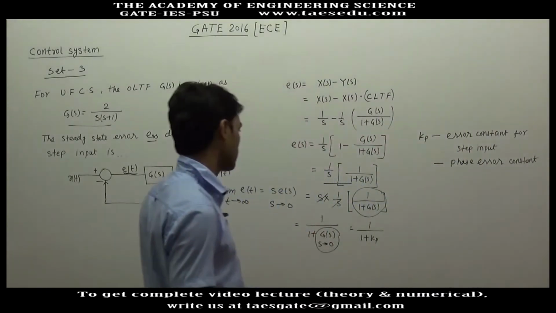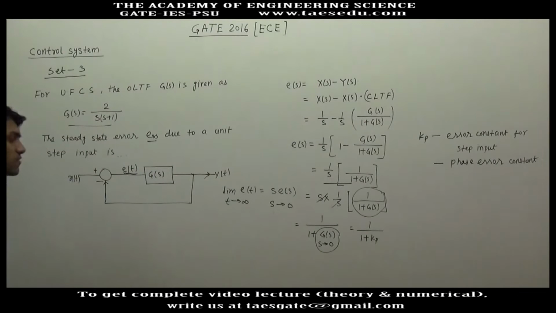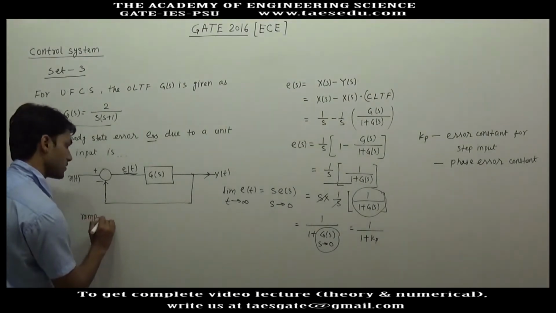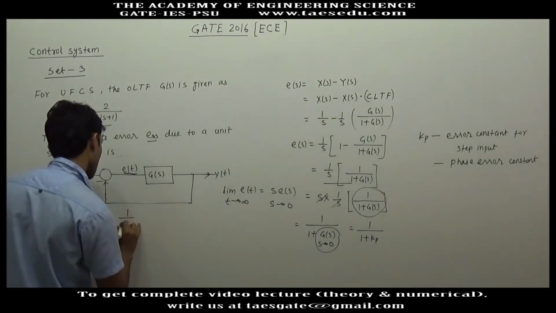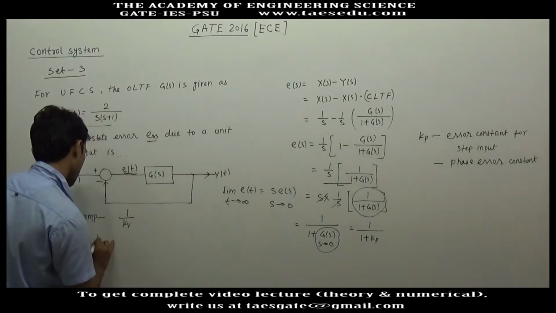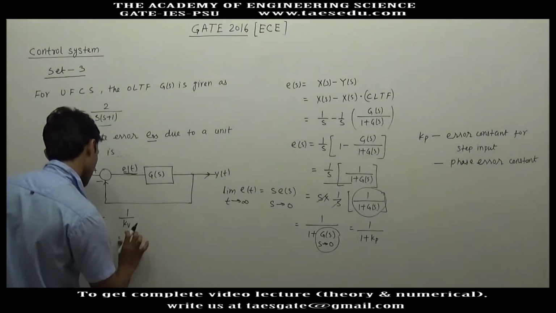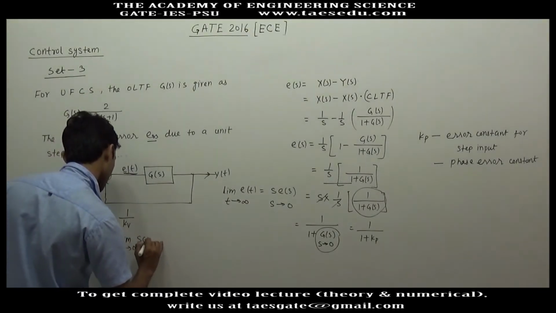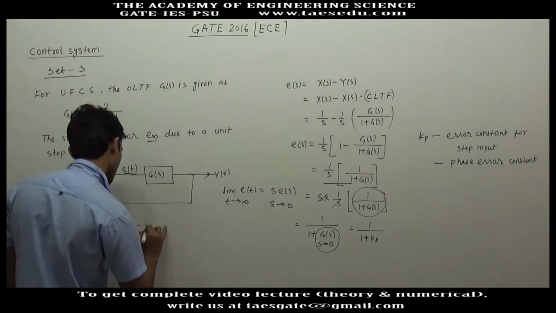So for unit step the error is 1 upon 1 plus Kp. Similarly for ramp input, this will be 1 divided by Kv, and Kv is limit S tends to 0 S G(S) H(S), and Kv is called the velocity error constant.